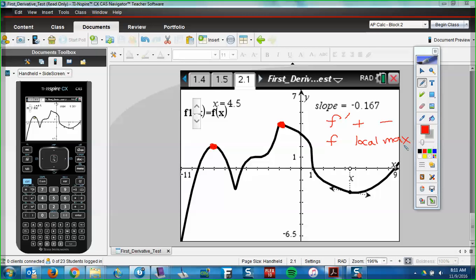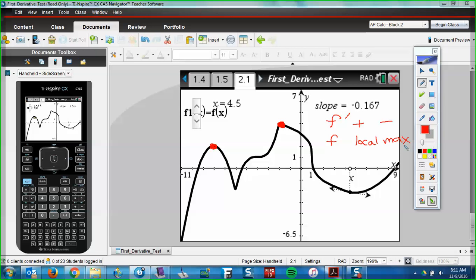See, I said it. You should catch me on that. F has to go up, then down. I mean, come on. How easy is that, right? What has to happen at a local max? A local max, the graph has to go up and then go down. That means its slope has to be positive and then switch to negative, right?